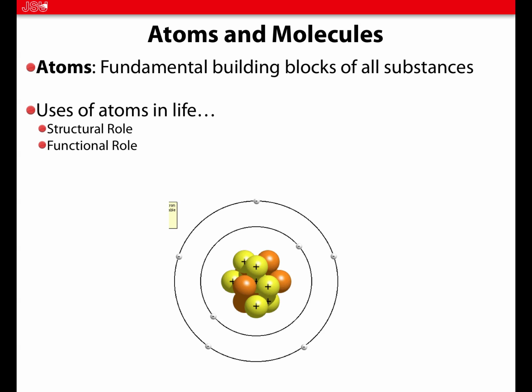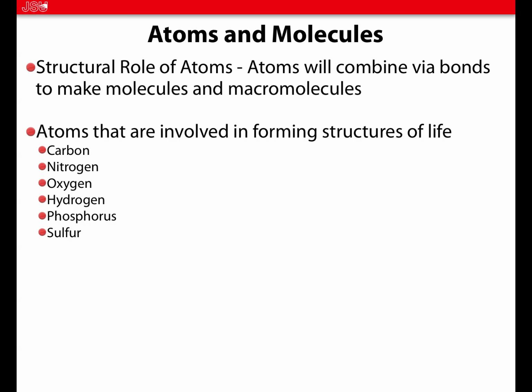Now, we said that atoms have 2 roles, a structural role and a functional role. The structural role here is that atoms make up larger structures. For example, glucose is made of atoms. Our DNA is made of atoms. We are essentially made of atoms, and that idea is the structural role of atoms. It's like bricks to a building.